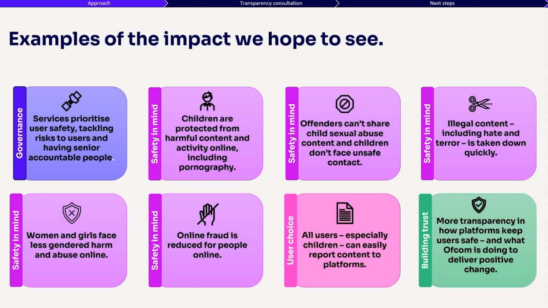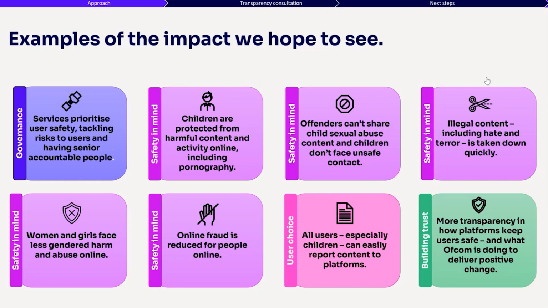So across all types of harm that services may identify as they start to go through their risk assessments, we expect user safety to be very much at the heart of the way that they think about those harms, that they're ensuring they've got appropriate measures in place to tackle them, and ultimately that there are people at senior level accountable for ensuring that steps are taken right across the piece. So that was absolutely the cornerstone of the approach that we're taking.